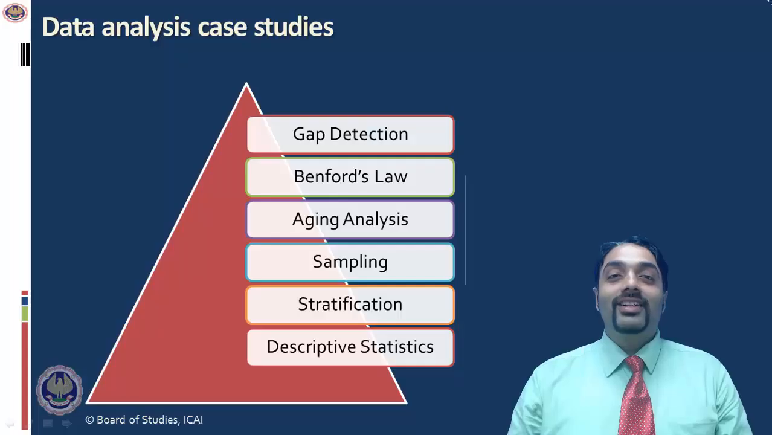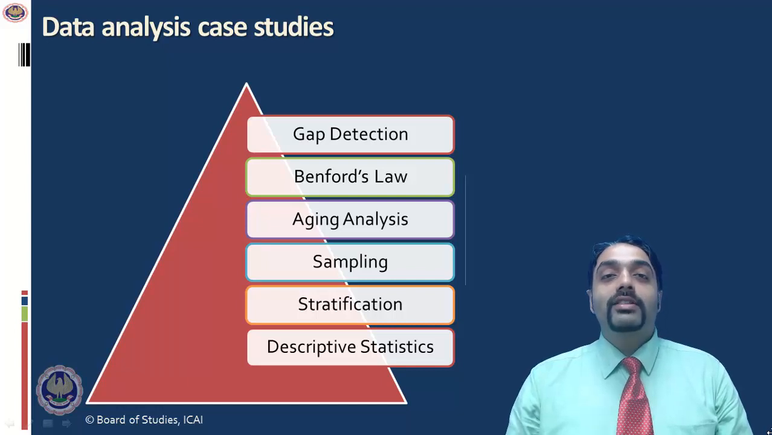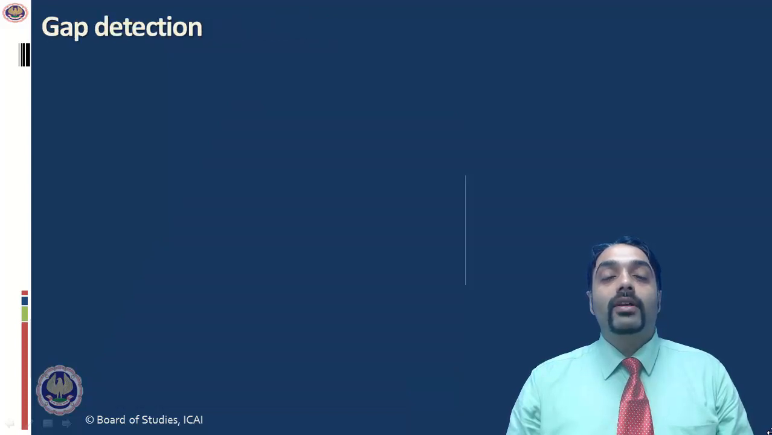So after the intense discussion on pivot tables, we are through as far as the major features of data analysis are concerned, and now we'll look at a few case studies. I've planned a number of case studies for you. First we'll see how to do gap detection, then the application of Benford's law, then aging analysis, sampling, stratification, and finally descriptive statistics. Let's talk about gap detection.